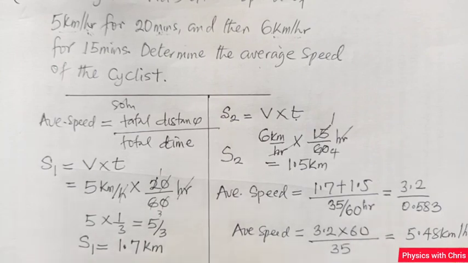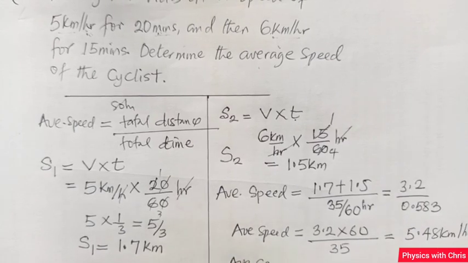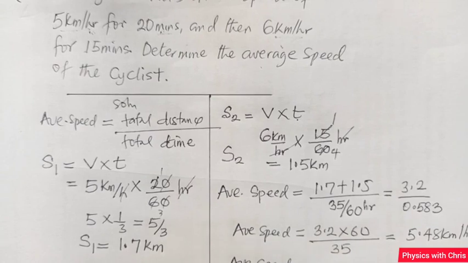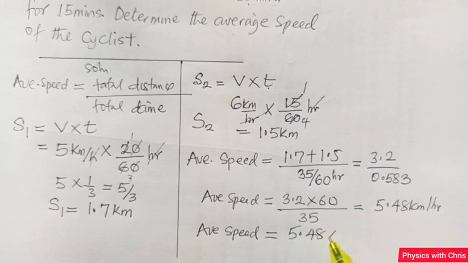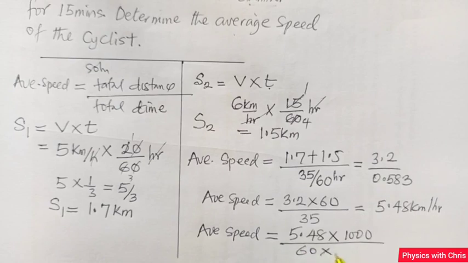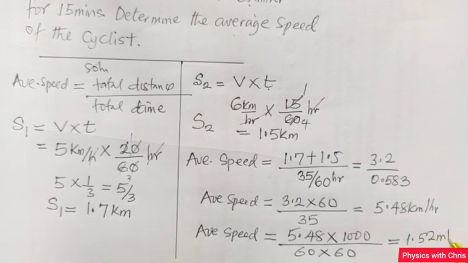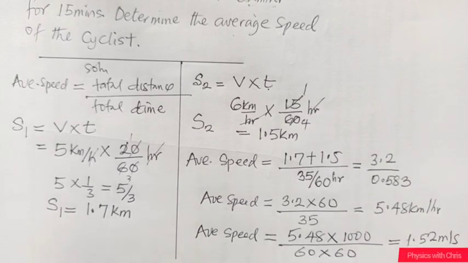So if I want the average speed in meters per second, in case the question asks you to give the answer in meters per second, you just quickly multiply this by 1000 and then divide it by 60 by 60, that's by 3600. Okay, so I'll let you work out that one. 5.48 times 1000 divided by 60 by 60 will give me 1.52 meters per second. That gives the average speed of the cyclist.